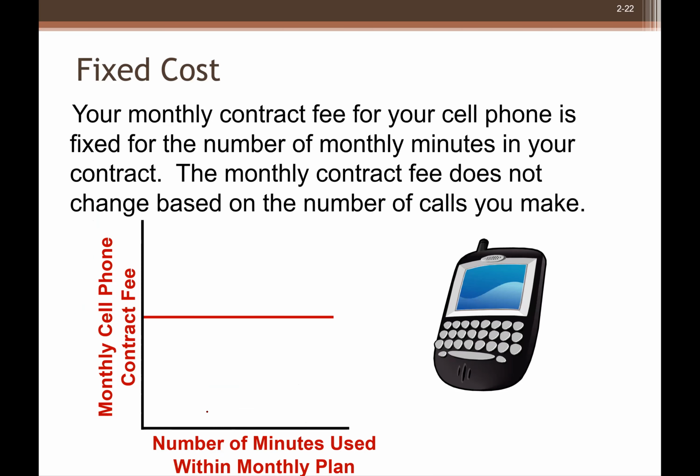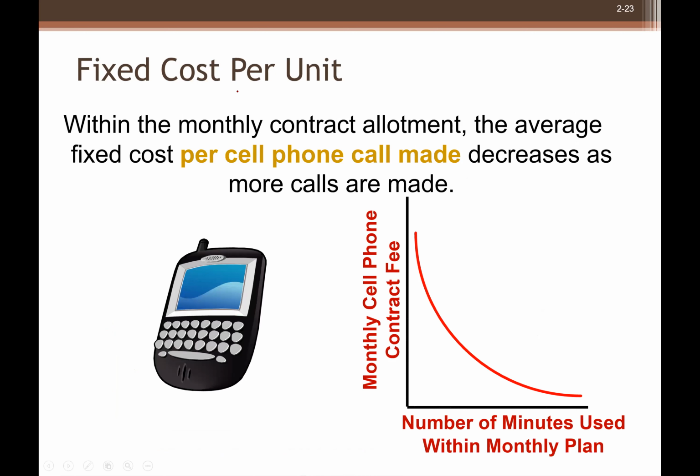So what is the behavior of the fixed cost when it comes to per unit? The per unit cost is not constant, not fixed. It keeps changing in a decreasing manner. So if you want to find out the per unit fixed cost, it is decreasing, downward sloping, at a decreasing rate, right?